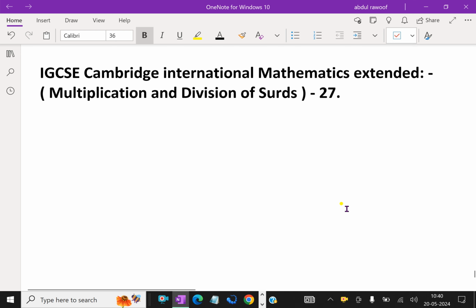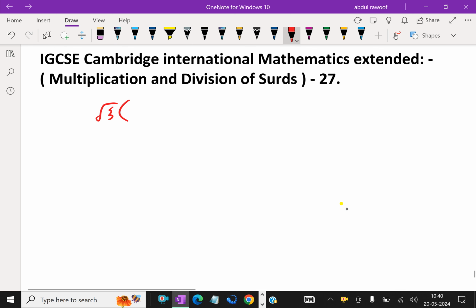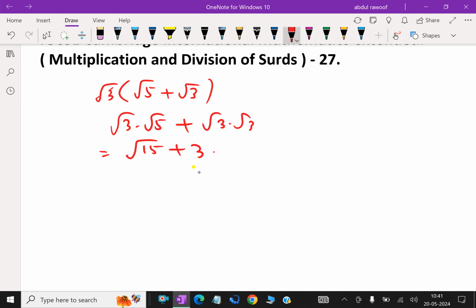Look at this example. Root 3 into root 5 plus root 7. Here root 3 can be distributed. Root 3 is multiplied with those two terms, that is root 3 into root 5 plus root 3 into root 7. Root 3 into root 5 is root 15, plus root 3 into root 7 is root 21.